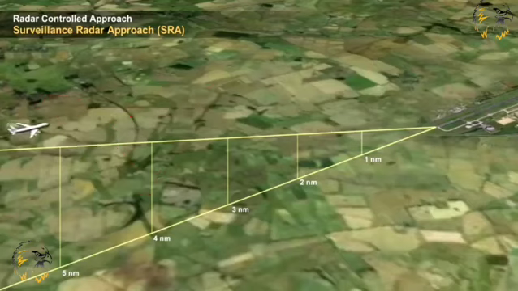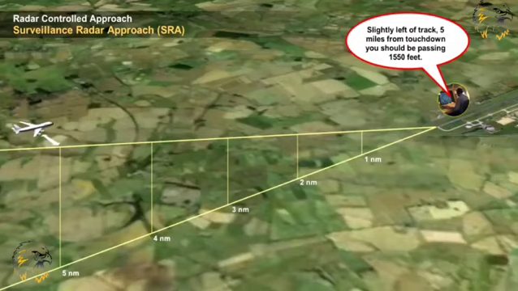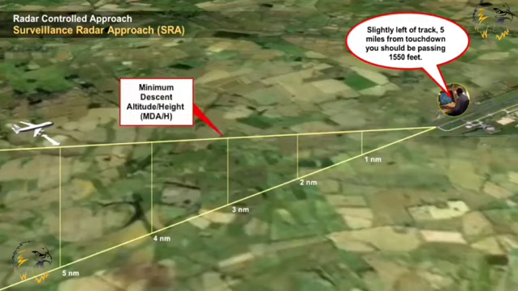The surveillance radar approach procedure is similar to the precision approach radar procedure, except that in this case, advisory height information is passed with range information. Therefore, during the approach, the controller provides magnetic headings and corrections, either left or right, to keep the aircraft on the runway centerline, but can only pass advisory height information to assist the pilot in his descent planning. For example, slightly left of track, 5 miles from touchdown, you should be passing 1,550 feet. Like the PAR, the procedure will end at OCAH.